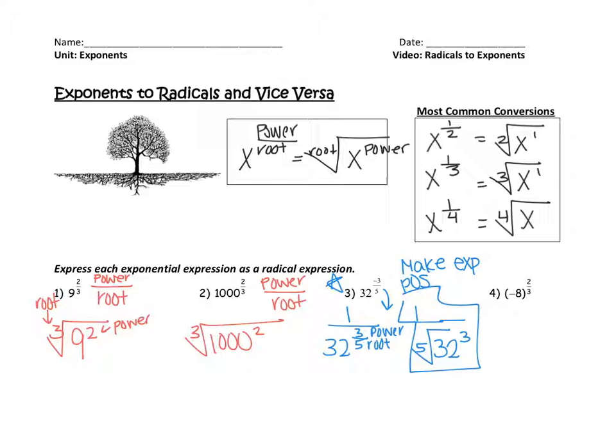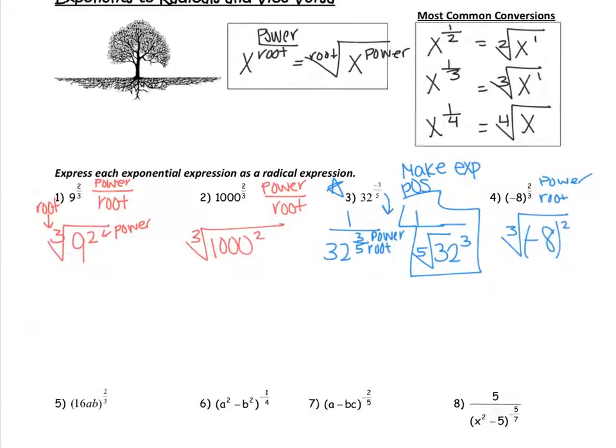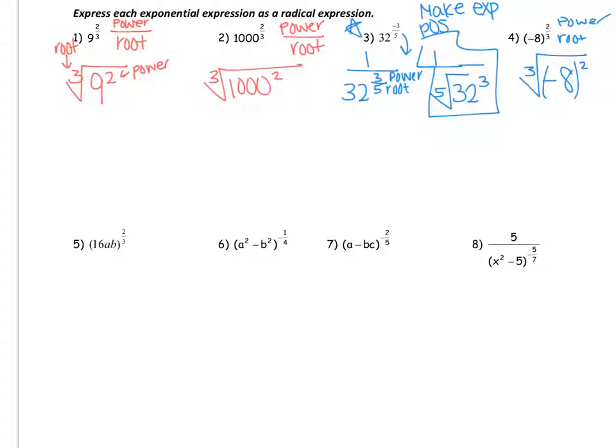Okay, now number 4, this is the root on the bottom, 2 is the power on top. So this is the 3rd root of -8 squared. This should be in parentheses. Okay, let's see if we could do 5 through 8 now. So again, for number 5, it's power over root. So this is the 3rd root of 16ab squared. But this whole thing is being squared, so that should be in parentheses like that.